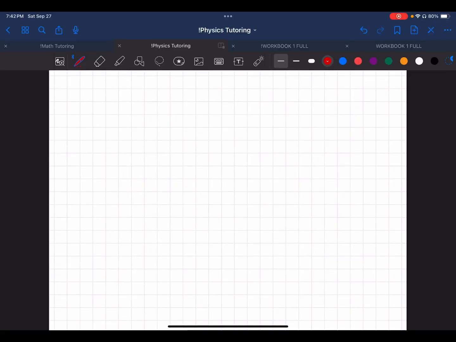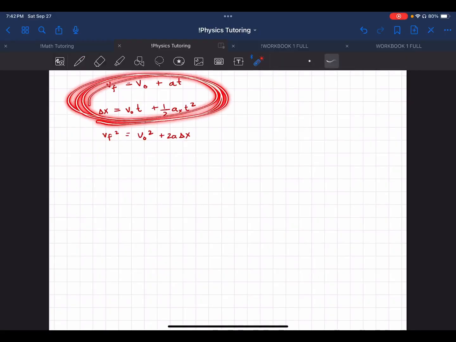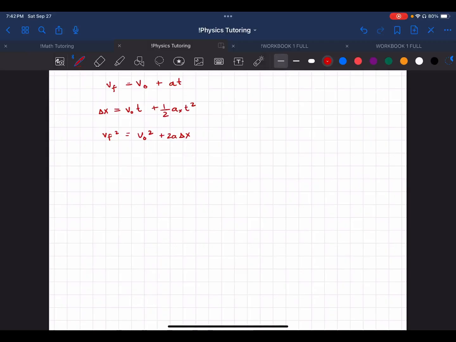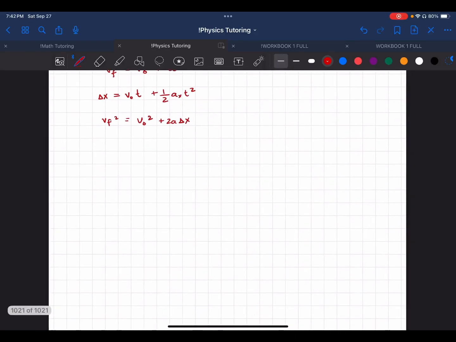The main formulas we're going to need are pretty much just the top three, right? So vf equals v0 plus at, delta x equals v0 t plus 1/2 a t squared. Then this one too, but this one is not used as much as the other two. Mostly you'll use these two just because you'll have to solve for time. If you're ever lost with these, you probably need time. So yeah, let's start with one example.